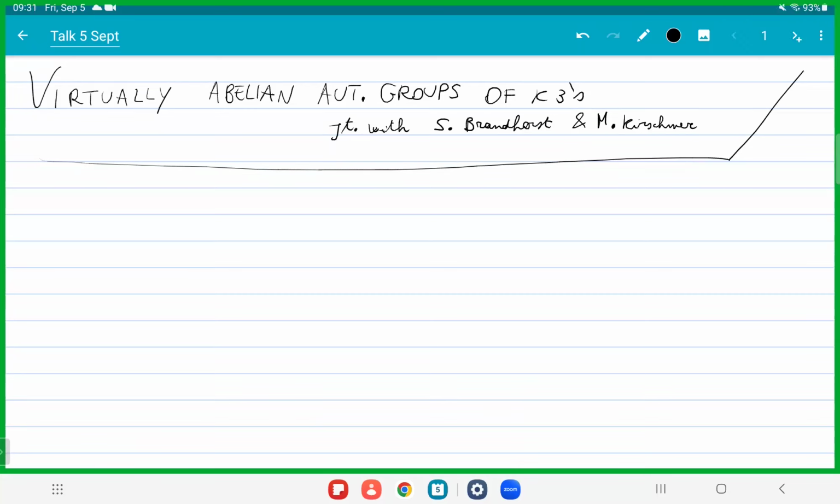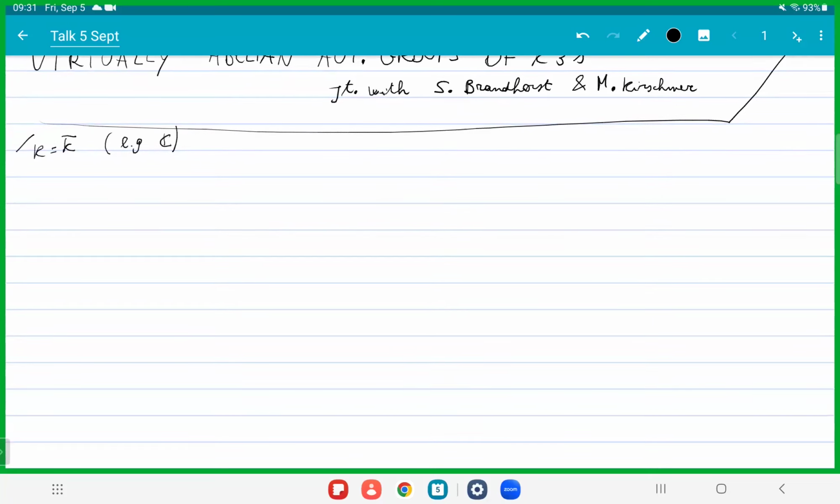Okay, so let me just say that this is joint work. It's a couple of joint works. The first one with Simon Brandhorst, and for the second, more recent preprint, also Markus Kirschmer joined us. And I'm going to work over an algebraically closed field of arbitrary characteristic, but if you prefer, you can think about complex numbers. And indeed, at some point, I will use complex numbers for intuition, just to give a bit of an idea how these automorphism groups act dynamically on the points of these K3 surfaces.